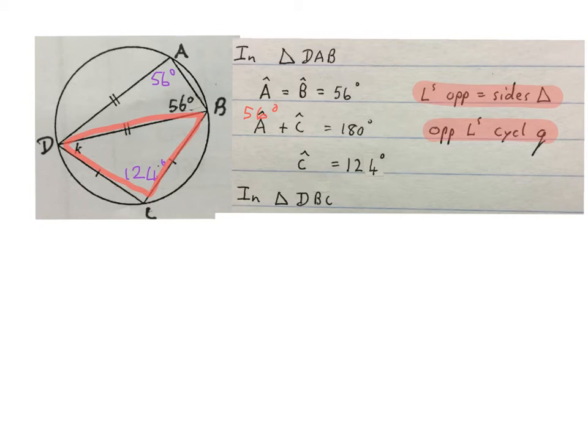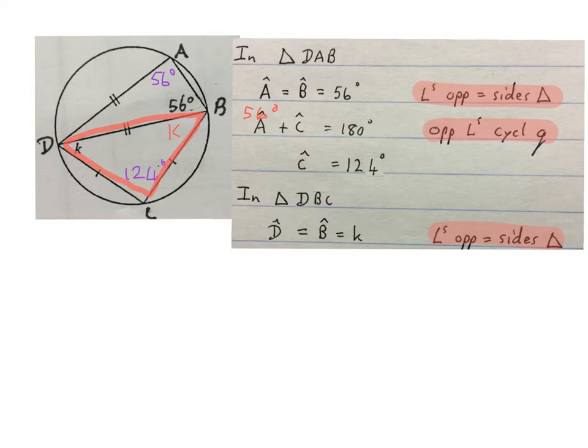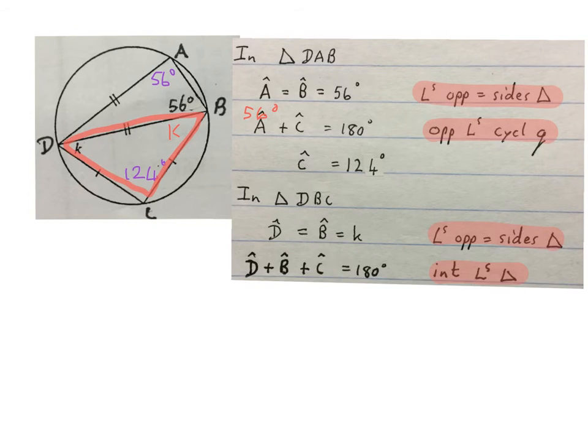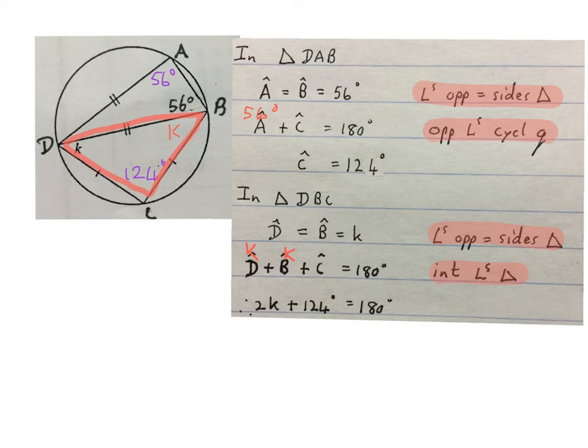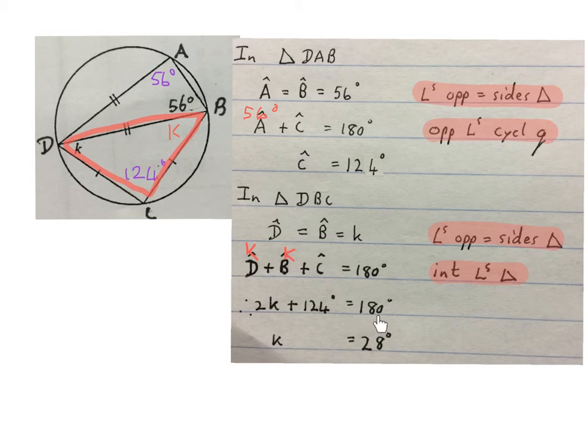Then we go into triangle DBC, the red triangle here. Then we can see angle D will be equal to angle B will be equal to K. Angles opposite equal sides of a triangle. We can see that those 2 sides are equal, so the angles opposite them will be equal. Then we know angle D plus angle B plus angle C will add up to 180 degrees, interior angles of a triangle. Then if we add this up, we're going to get 2K plus 124 degrees is 180 degrees. Then we solve for K. We first take the 124 and minus it from the 180 with our calculators, and then we divide by 2. Please stop the video and look to see if you understand exactly what happened.